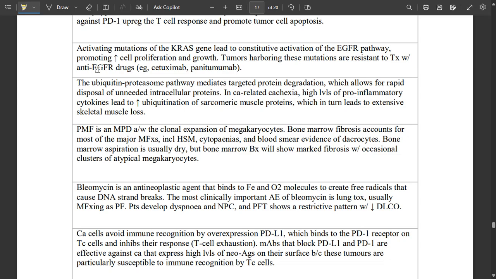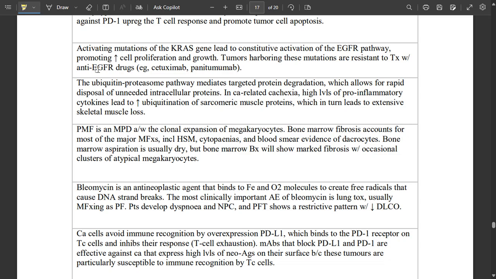So if there is KRAS gene activation, then it leads to constitutive activation of the EGFR pathway. The EGFR pathway, epidermal growth factor receptor pathway, is activated, promoting increased cellular proliferation and growth. Tumors harboring these mutations are resistant to treatment with anti-EGFR drugs.